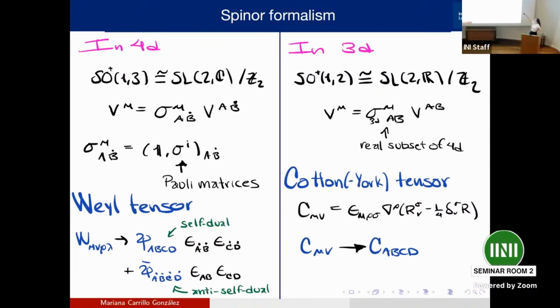You start now with SO(1,2), and now you have a subset of these 4D matrices. And since we want to look at what would be the analog of the Weyl tensor, but now in 3D, we want a tensor that can tell you about the conformal properties of your spacetime. So it will be 0 if it's conformally flat. And in 3D, this is the so-called Cotton-York tensor given by the following. And in 3D, since we don't have chirality, every spinor is just undotted. So your Cotton tensor C_{μν} just goes to this C_{ABCD}.